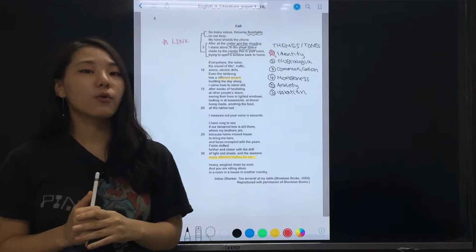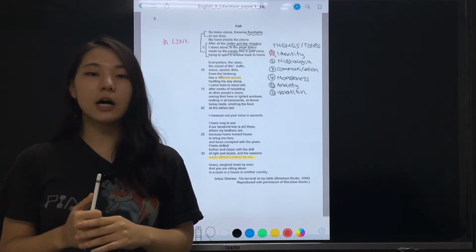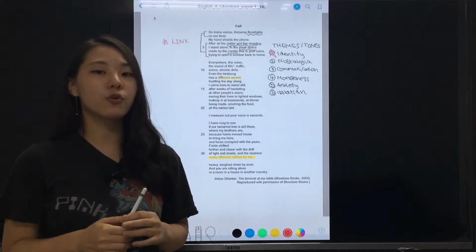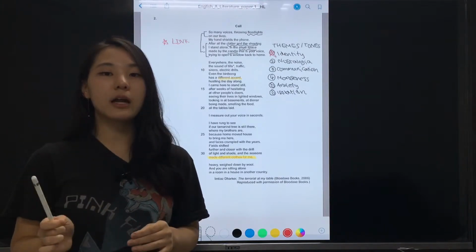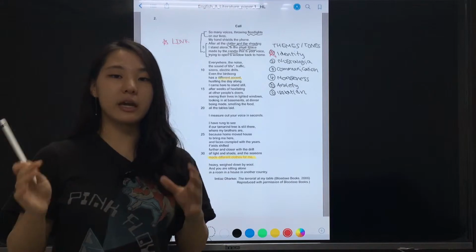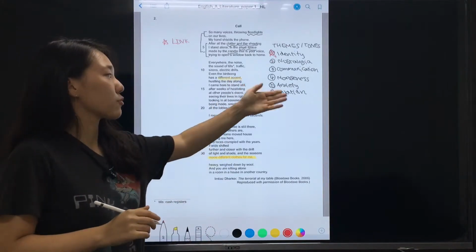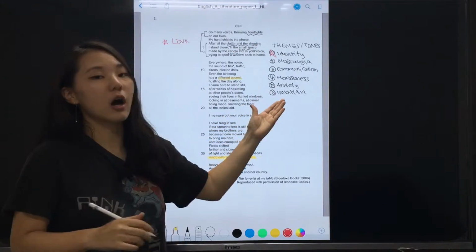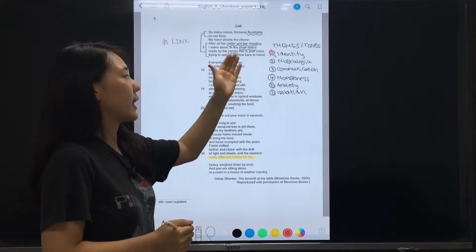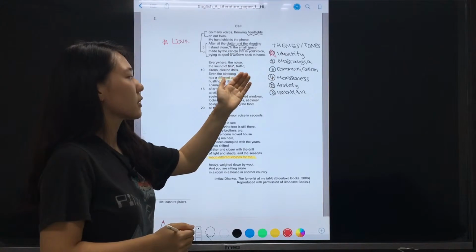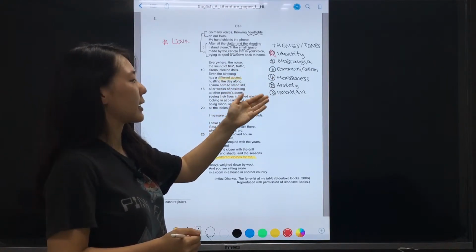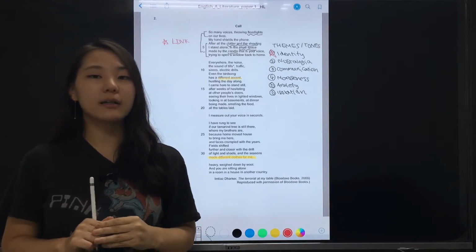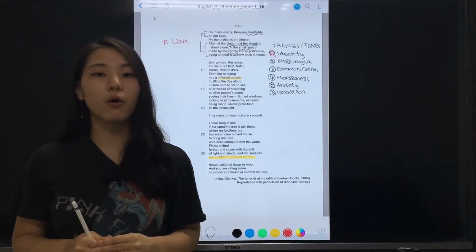So starting with the analysis of the poem itself, I think it is important to first consider different themes that can feed into a major theme. If you look at the right side of the screen, you can see that there are 6 themes that I found from this poem. First it would be identity, then nostalgia, communication, moroseness, anxiety, and isolation. However, here it is important to find out that identity is the major theme of this poem.